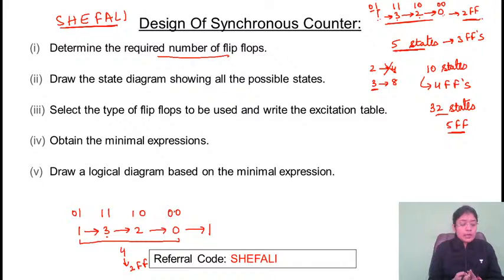If the sequence is 1, 3, 7, then in that case we will be representing it with 3 bits, because 7 cannot be represented with 2 bits. Clear? Because whenever we are dealing with the data, we are always considering the binary bits. So we have to take the binary of the numbers.